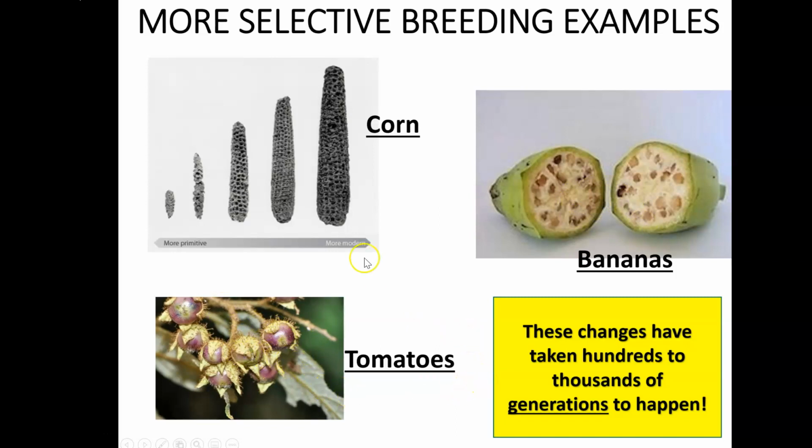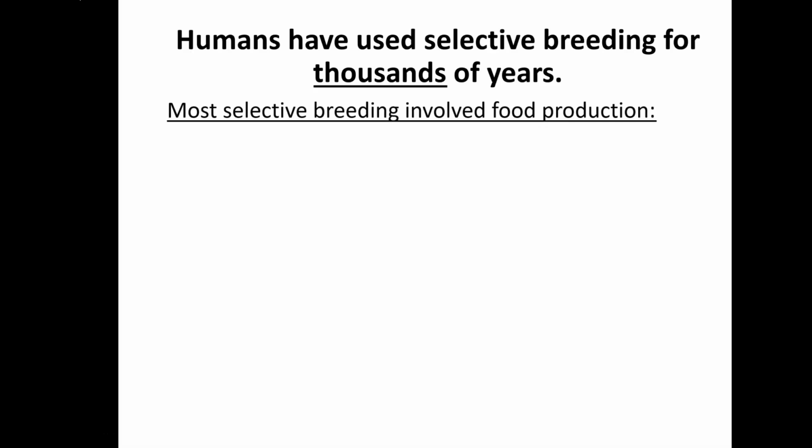So with these changes, as you have more tomato plants with favorable fruit, when you breed them together or selectively fertilize them, you produce more and more plants with the kind of tomatoes that you want to consume. So over thousands of years, you have this ability to produce a more favorable crop, a more favorable corn husk or banana or tomato plant. So humans have used selective breeding for thousands of years.